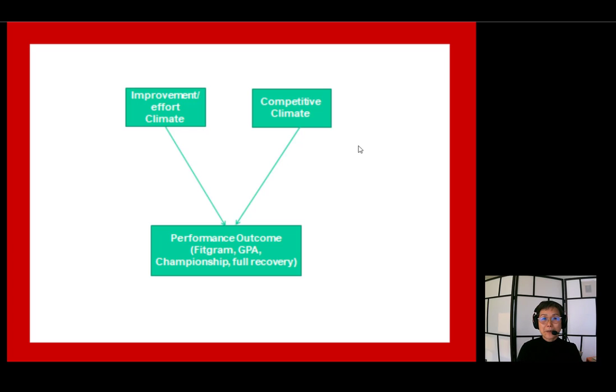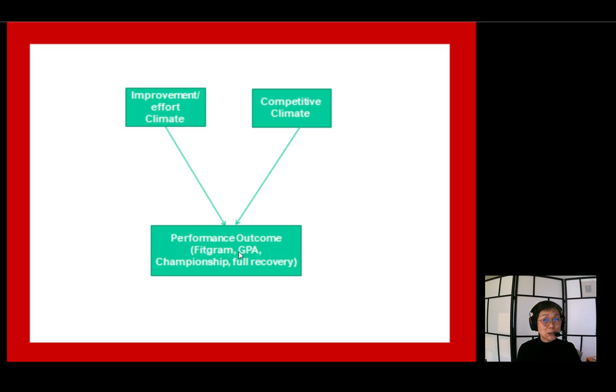Improvement effort climate, what is it? Mastery climate, task involving climate, same term. Competitive climate, which is ego involving climate or performance climate. So let me ask you this question: if you create a task involving climate or mastery climate, does that predict your championship?